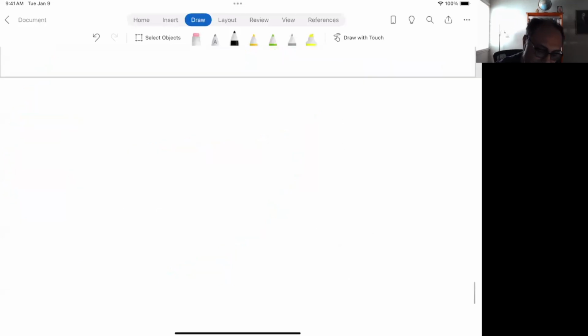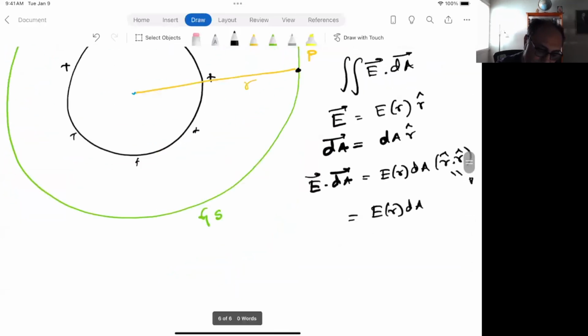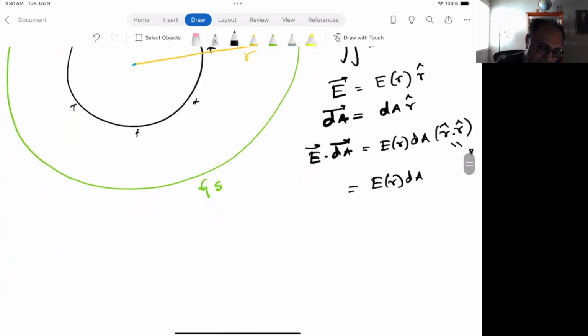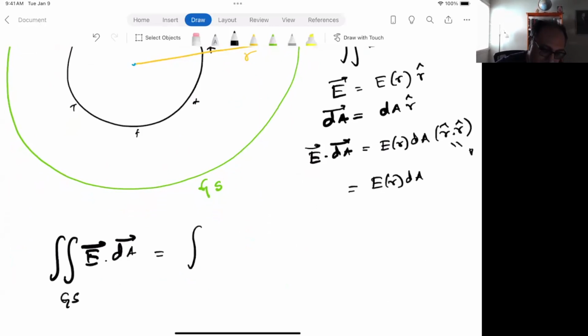So we have to calculate the surface integral E dot dA. That's the left-hand side of Gauss's law over our Gaussian surface, which is going to be equal to the surface integral of E of R dA, because we just simplified E dot dA into E of R dA with all the vectors gone, over the Gaussian surface.